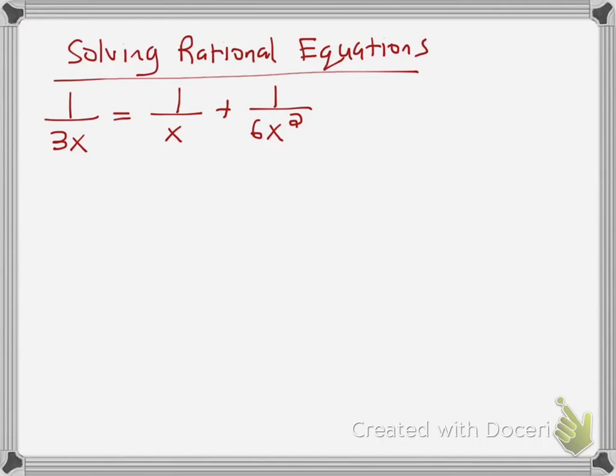All right, now this one we're going to look at solving rational equations. It's going to be very similar to when we wanted to do some adding and subtracting. There's just one little wrinkle to it. You still need to find a common multiple. So I'm looking at my denominators, 3x, x, and 6x squared. I'm trying to make them look exactly the same.